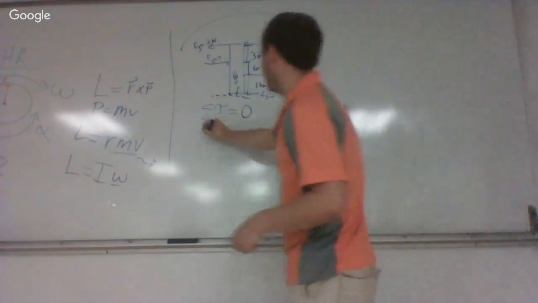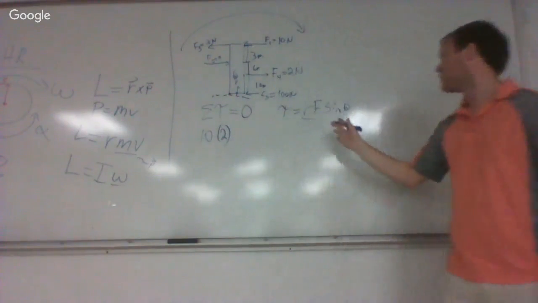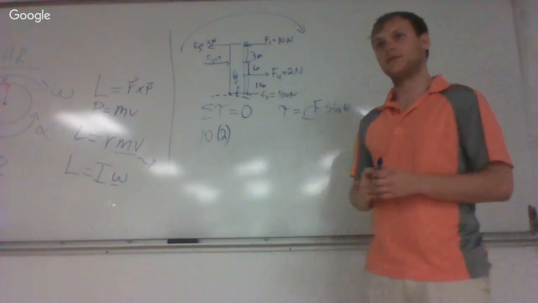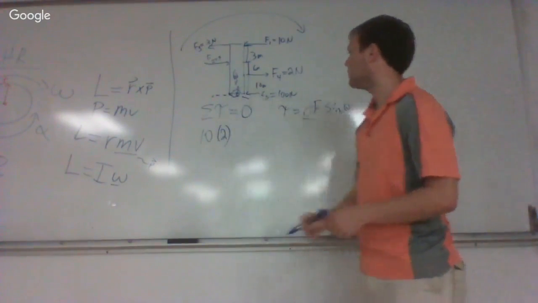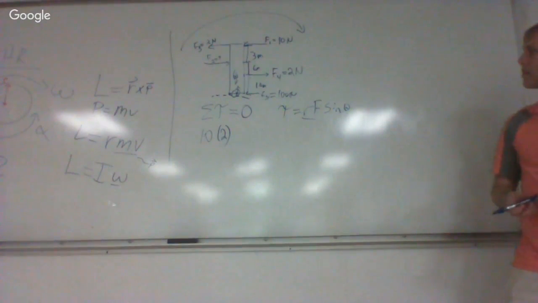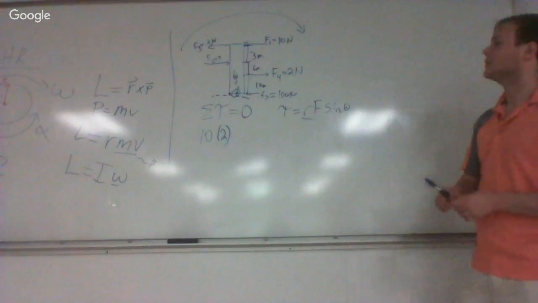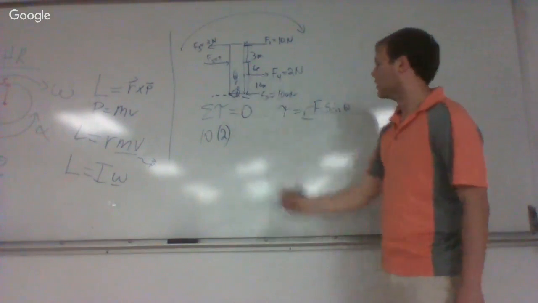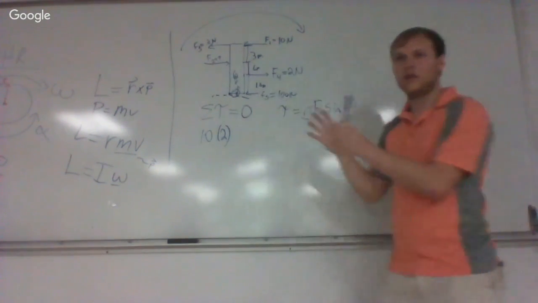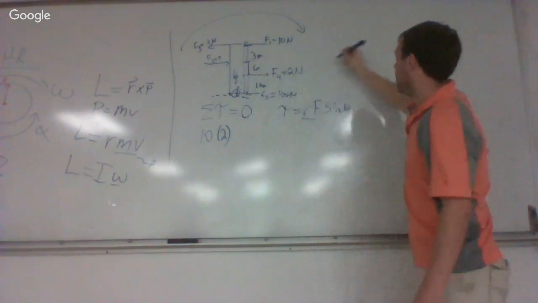I mean, 10 meters times force 4, which is 2 meters, right? Now, the angle between R and F is 90 degrees, so sine is 1. R is 10. So you see, like, here to here. Think about this object as just one force pulling all along here, right?